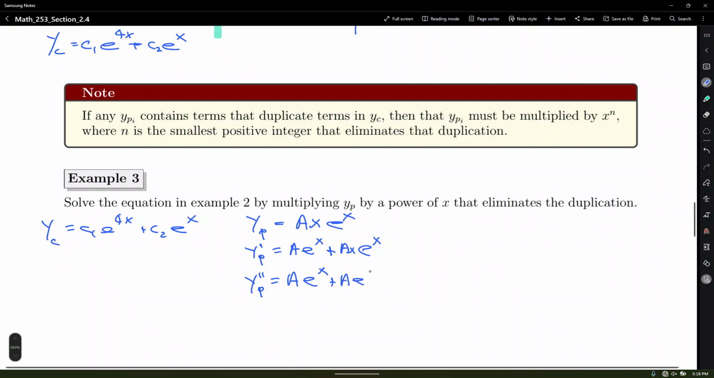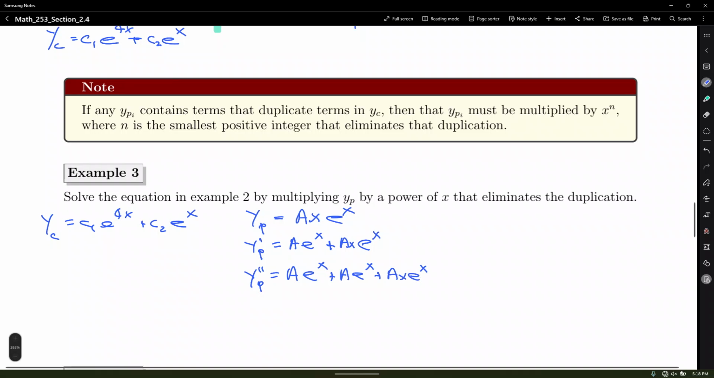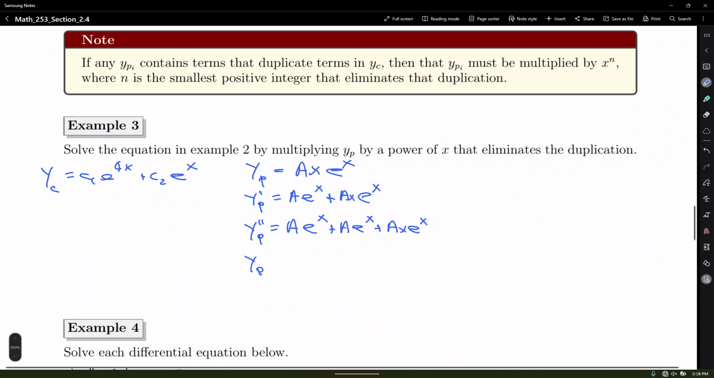Plus ae^x plus axe^x. You might want to combine like terms here. Actually, the first two terms are like terms here. So y_p double prime, that'll be 2ae^x plus axe^x.